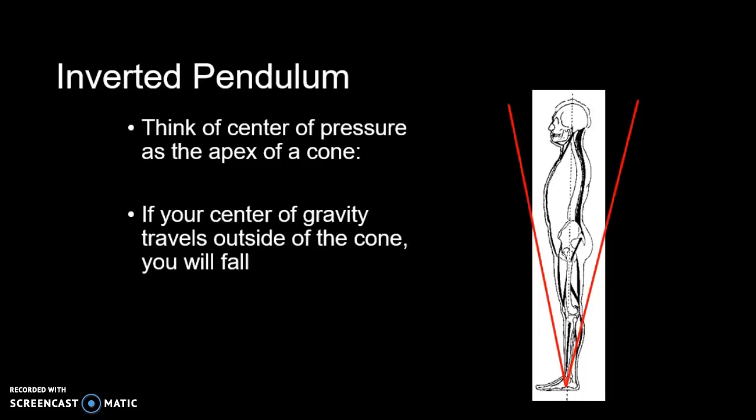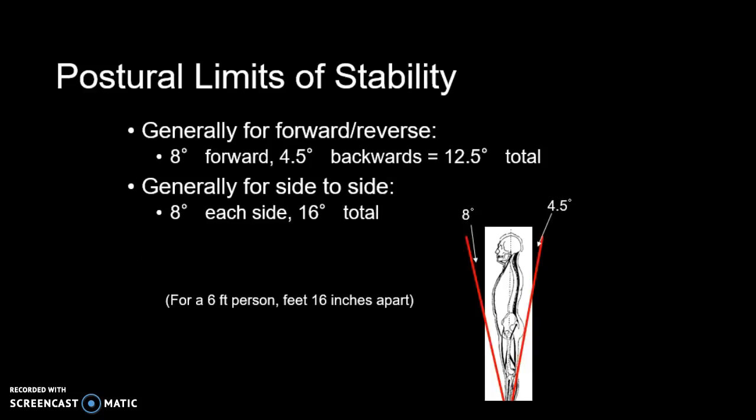So think of an inverted pendulum. Okay, think of the center of pressure as the apex of a cone. If our center of gravity travels outside of the cone, we're going to fall. And we'll talk about this when we talk about walking in class. So postural limits of stability, we have about 8 degrees forward, 4.5 degrees backwards, so about 12.5 degrees total. And then generally side to side, 8 degrees each side, about 16 degrees total.